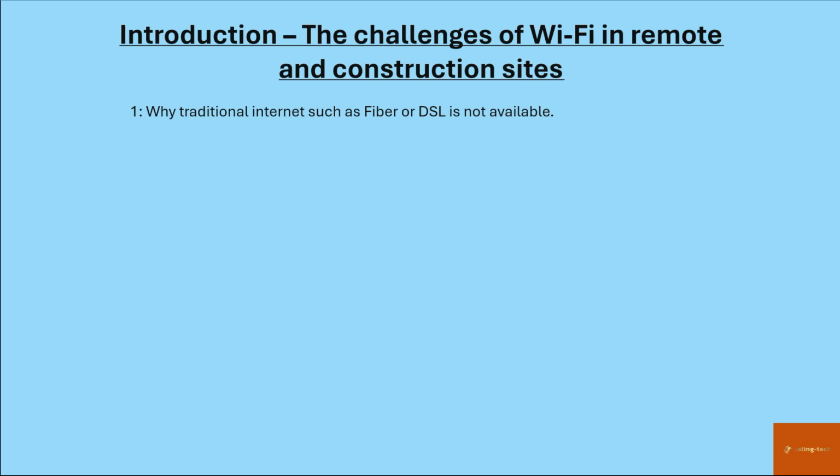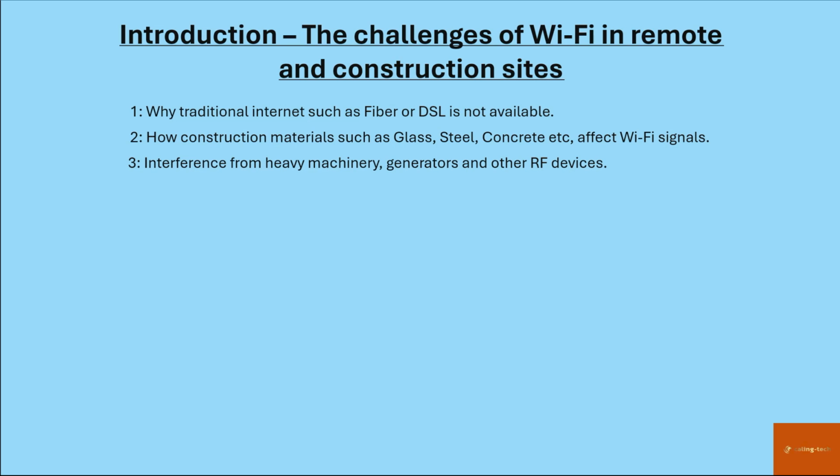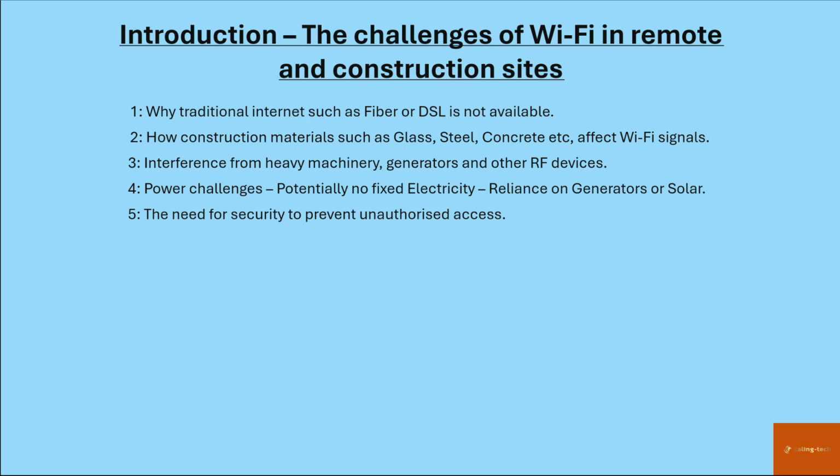As we said in front of the whiteboard, why traditional internet such as fibre or DSL is not available, how construction materials such as glass, steel, concrete, etc. can affect Wi-Fi signals, interference from heavy machinery, generators and other RF devices, power challenges, potentially no fixed electricity, so there may be reliance on generators or solar. The need for security to prevent unauthorised access.